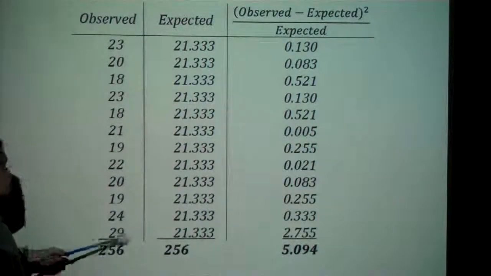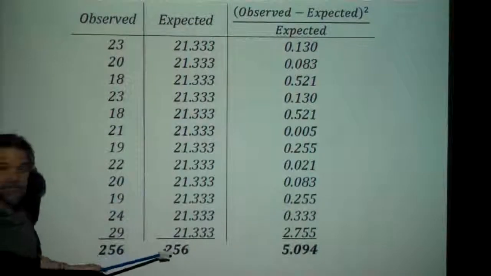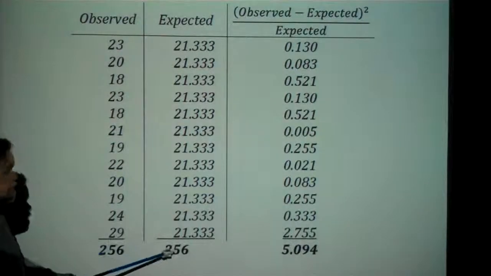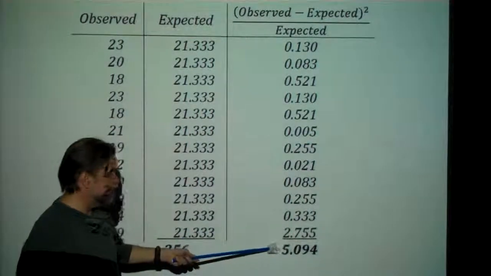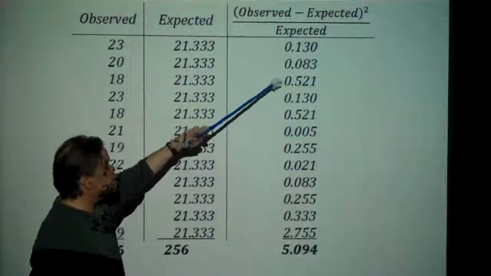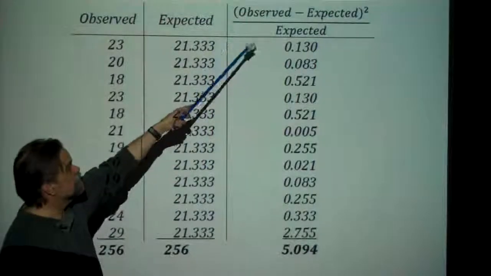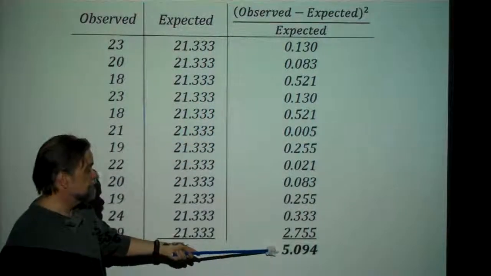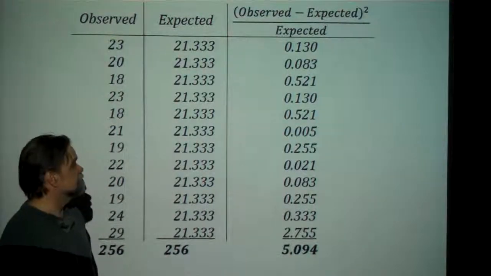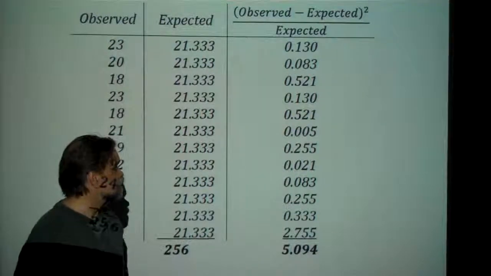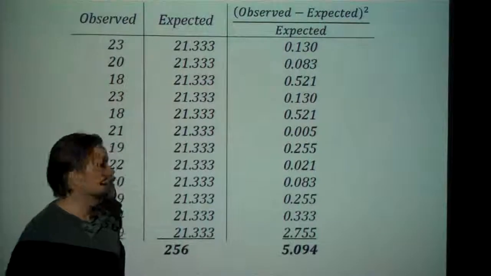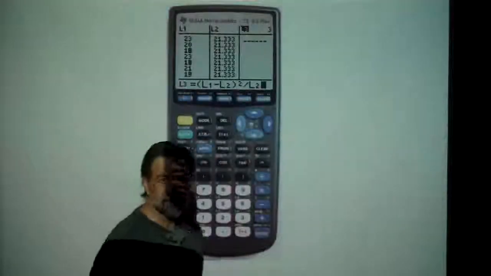Now, when you sum up the observed and you sum up the expected, it better be the same sum. If not, boo-boo somewhere, okay? But that's not really what we're interested in. What we're interested in is this one right here, okay? This is our chi-squared statistic. Once we sum up all of these squared differences divided by the expected value, we get this value of 5.094. That's our statistic. Now, you might be thinking to yourself, oh my God, I don't want to do this. It's okay, okay? This is why we have calculators.